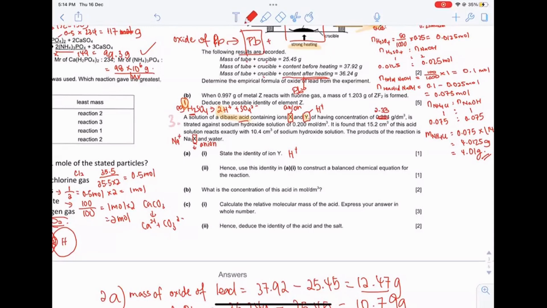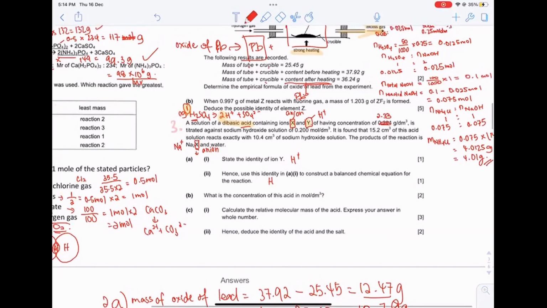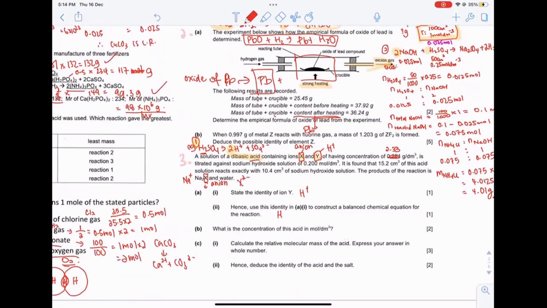Next. Hence, use this identity in A part 1 to construct a balanced chemical equation for the reaction. So your anion will be X2 minus. Why is it X2 minus? Because Na is Na plus. So in order for them to swap and give you Na2X, the X must have a charge of 2 minus. That's how you can cross the numbers to get Na2X.